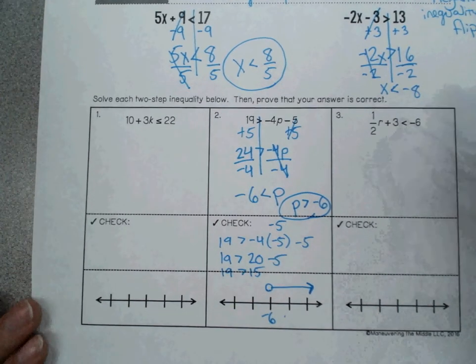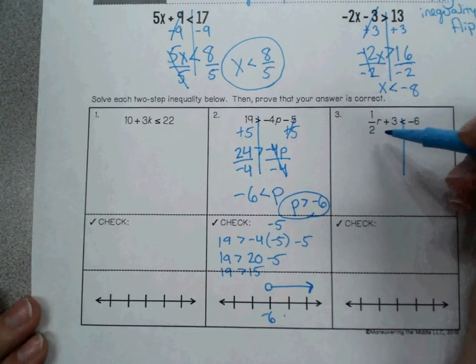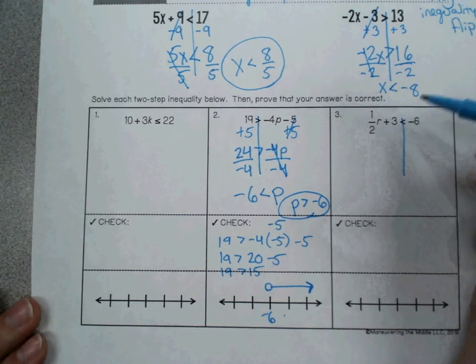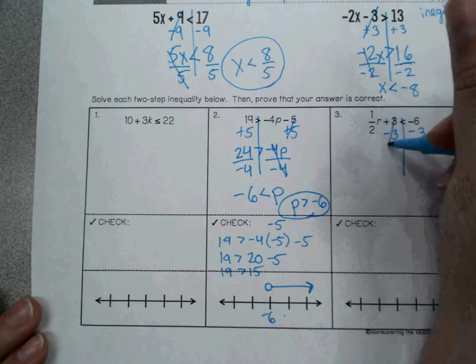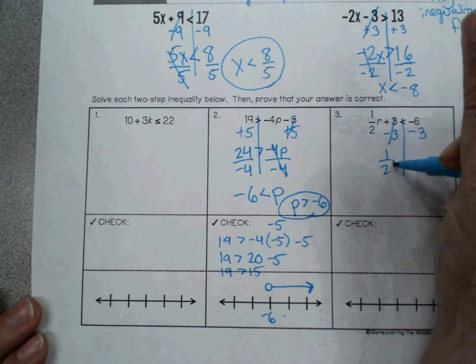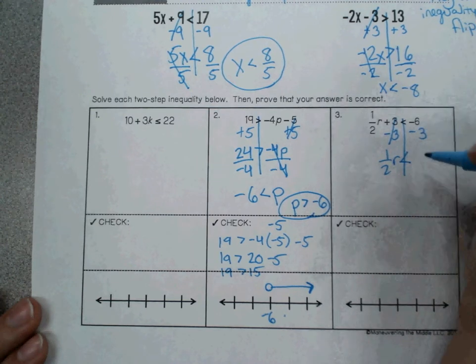All right, same thing for number 3. Split it down the middle. We have 1/2 times r, and then plus 3. We want to get rid of the plus 3. Minus 3 on both sides. Those will cancel. We're left with 1/2 r is less than negative 6, negative 3. They're both negative, so we're going to add them.